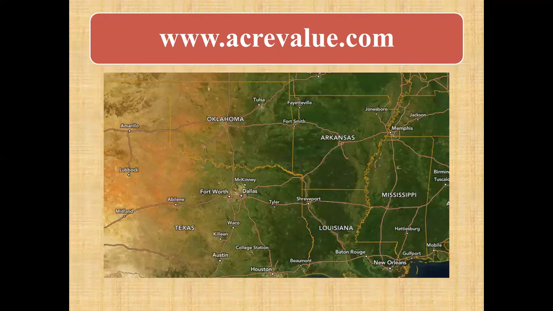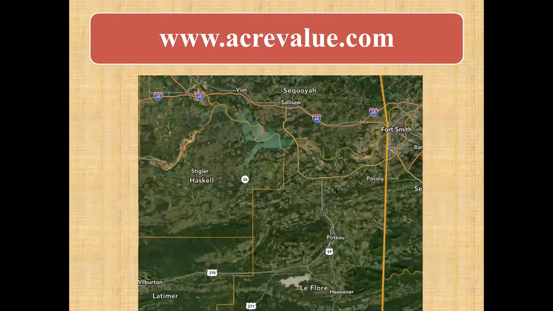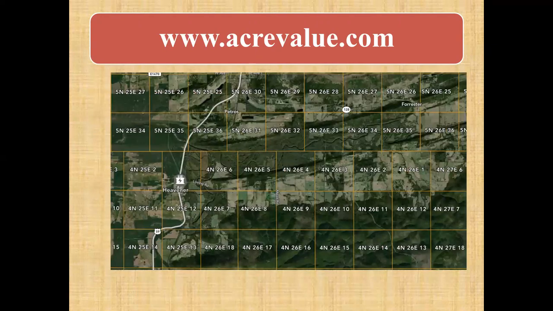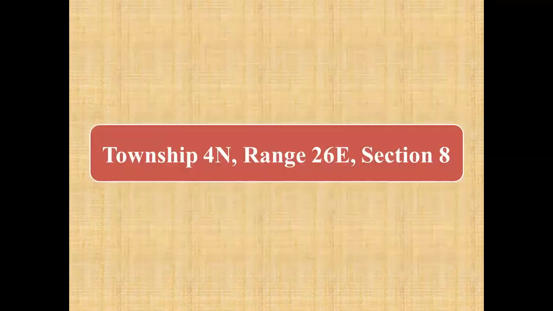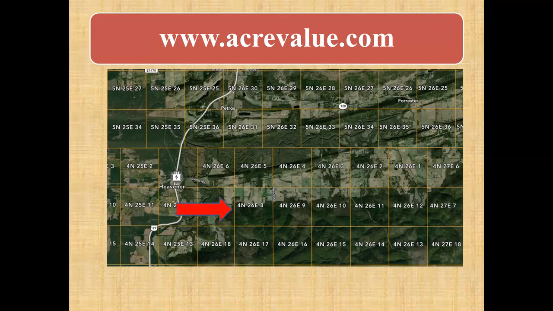You're going to see some roads, some rivers, some cities, other cities in that region, but you continue to zoom in. You start to see other things. You start to see neighboring communities, neighboring towns as well. So we keep zooming in, and eventually the grid maps appear from the old plat maps. And what are we looking for? We're looking for 4 North, 26 East, Section 8. And there we find it. 4 North, 26 East, Section 8.